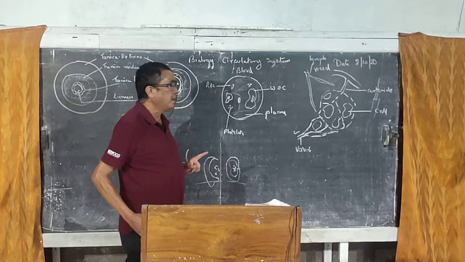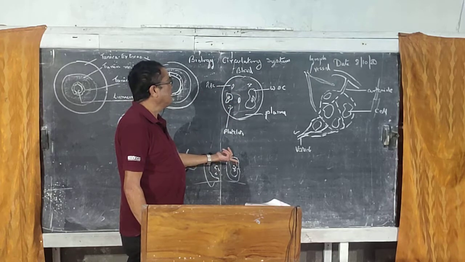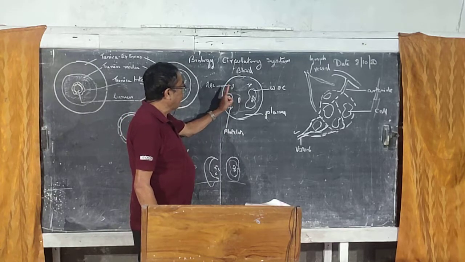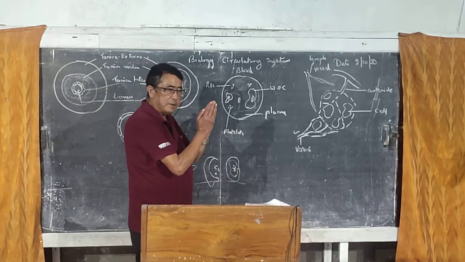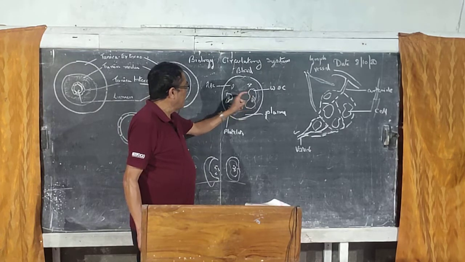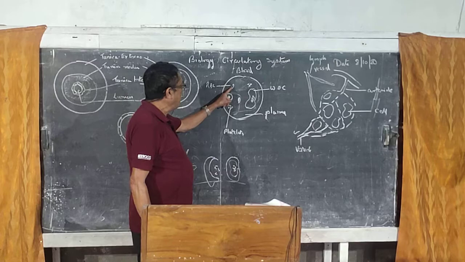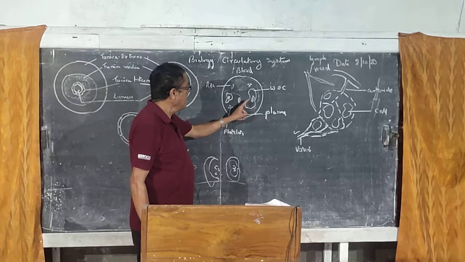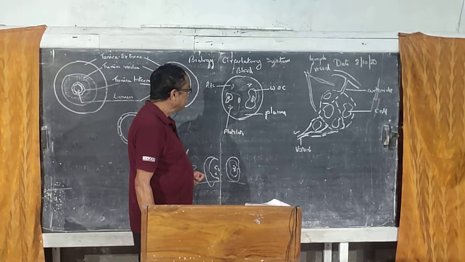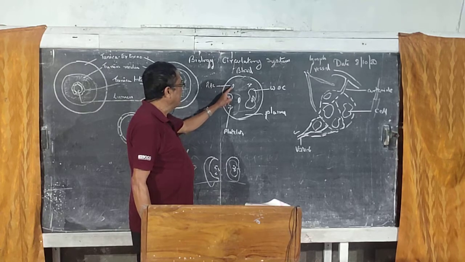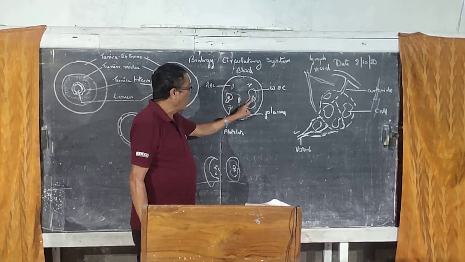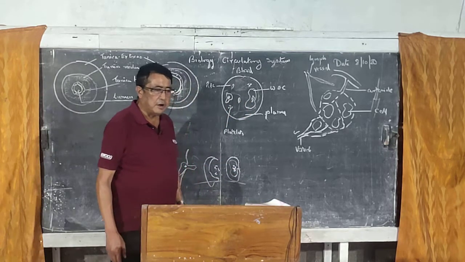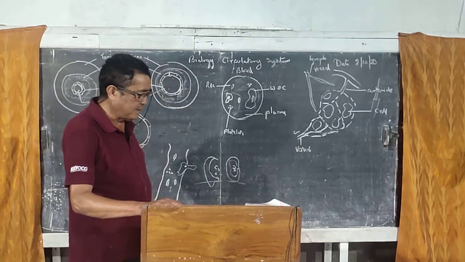Now, how to remember? Notes are there, diagrams are here, but how to remember the differences? See, first difference: red blood cells are biconcave in shape, white blood cells are shapeless. Red blood cells contain hemoglobin, in white blood cells hemoglobin is absent. RBC have no nucleus, white blood cell has a nucleus. So these are the differences between red blood cells and white blood cells.